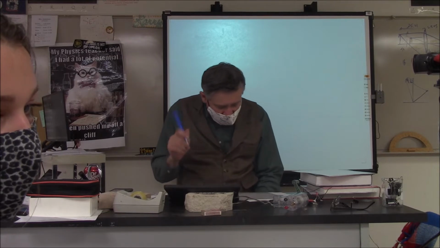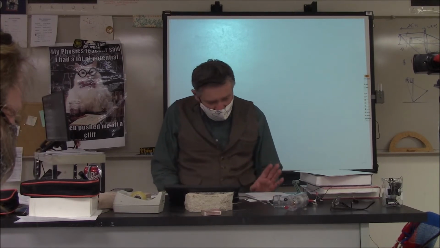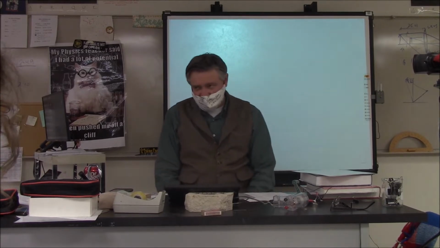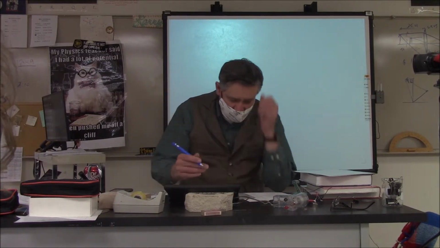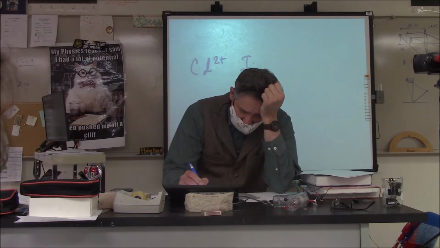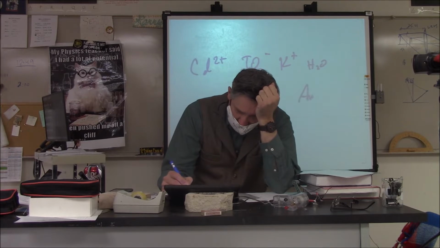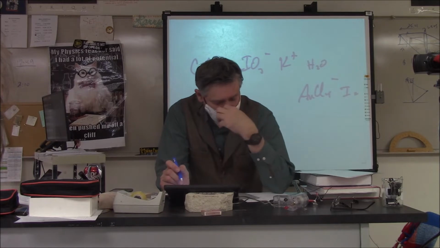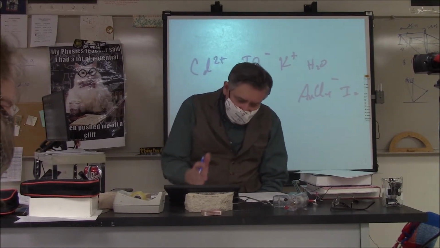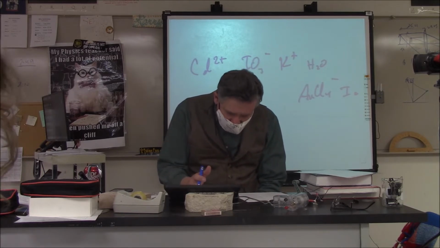Now, let's talk about 47. So 47 boils down to the wording. It says, place the following in order of increasing strength as oxidizing agents. Okay? So if you look, you've got Cd2 plus, iodate 1 minus, potassium, water, AuCl4, and I2, right? So if you look at this, you want to rank these in order of increasing oxidizing agents.